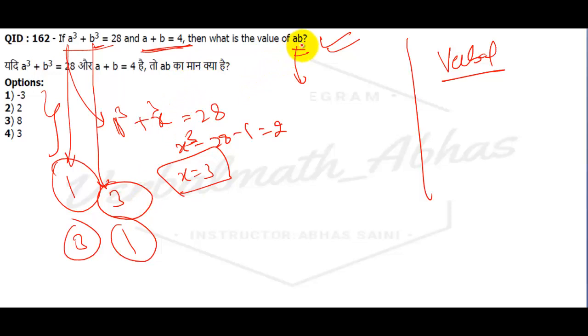And in the given question, it is asked you have to calculate AB. So 3 into 1 is 3. So the answer is 3 only, okay.